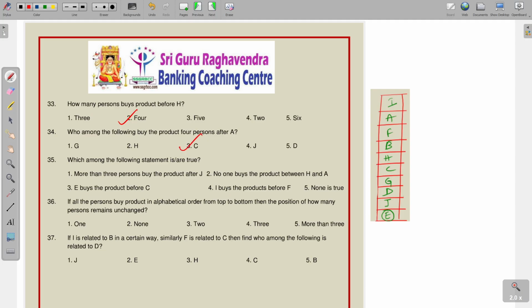Which among the following statement is true? More than 3 persons buy product after J. So not correct. And no one buys the product between H and A. So between H and A, there are 2 persons. E buys the product before C. So E buys the product before C, also not correct. And I buys the product before F. So I buy the product before F, this one is the correct one.